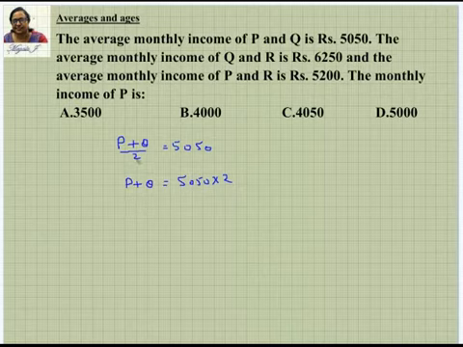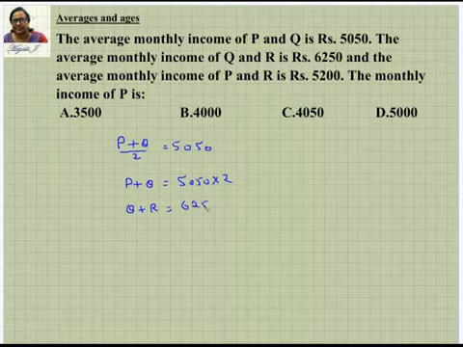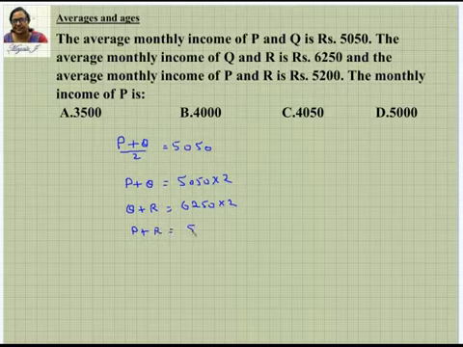So when you know that, you can write it in this form, like 2 times of this average. Same thing for Q and R, I can directly write Q plus R is nothing but 6250 into 2. Similarly, the next two, P plus R is equal to 5200 into 2. So these are the 3 values you have.